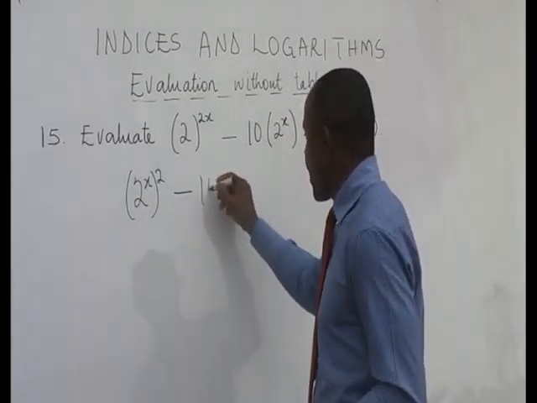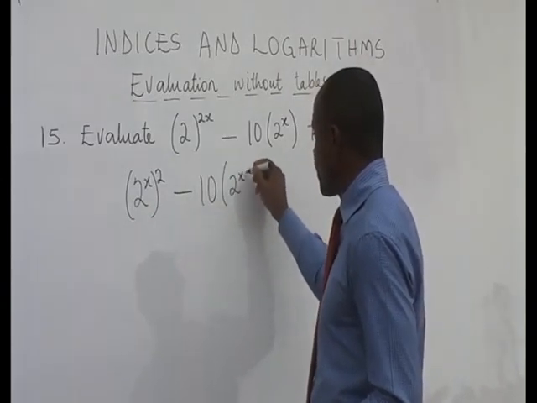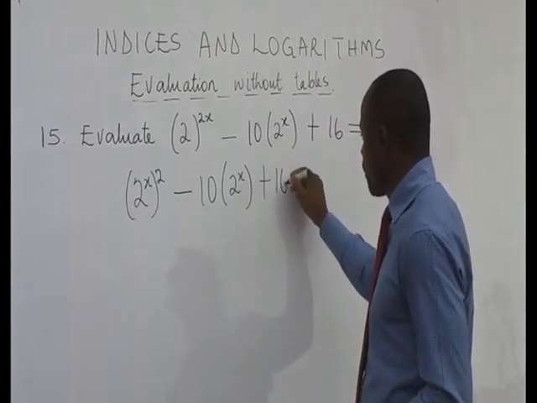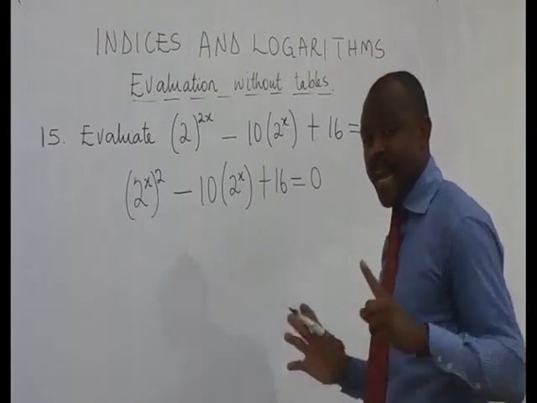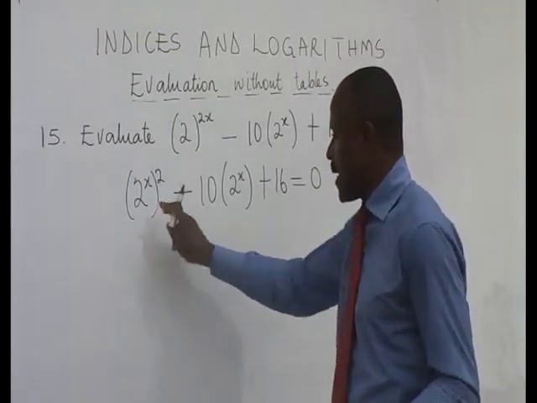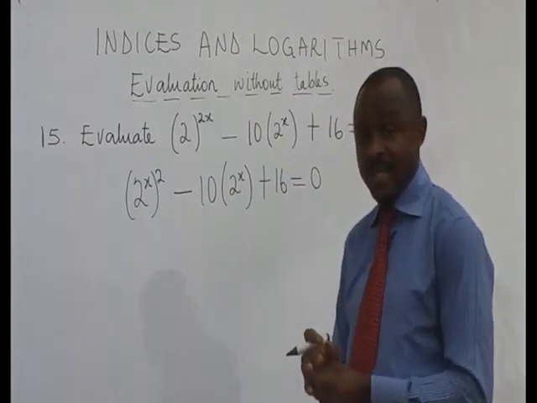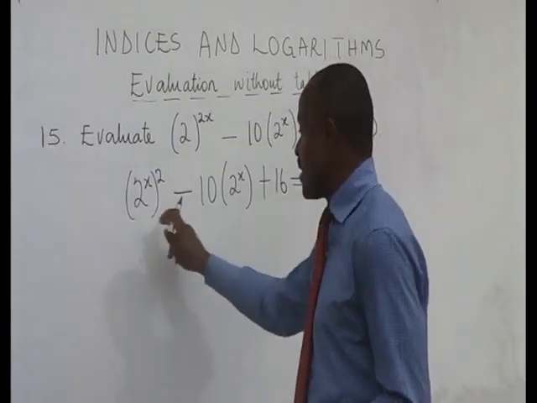Minus 10 into 2 exponent x, the one you have here, plus 16 is now equal to 0. Choose any letter to substitute the values which are the same thing that you have inside the bracket. In this case, let's use y. Use y to substitute the things you have inside the bracket.